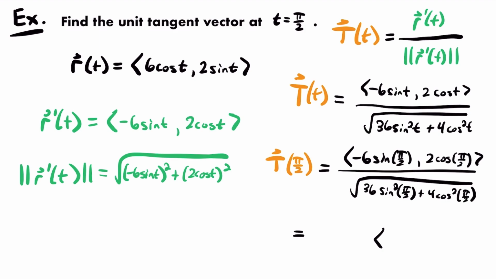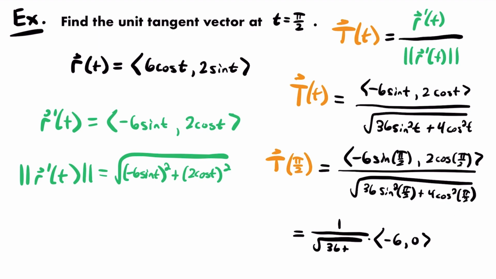We will have the vector -6, 0, and then instead of dividing it by the magnitude, I'm just going to move the magnitude out front. So we'll have 1 divided by the magnitude multiplied by the vector. So we'll have 1 divided by the square root of 36 times sine squared of pi divided by 2. As we said, sine of pi divided by 2 is 1. 1 squared is 1. So we have 1 times 36. So we have the square root of 36 plus 4 times cosine squared of pi divided by 2.